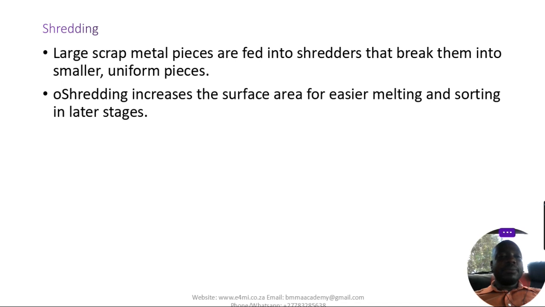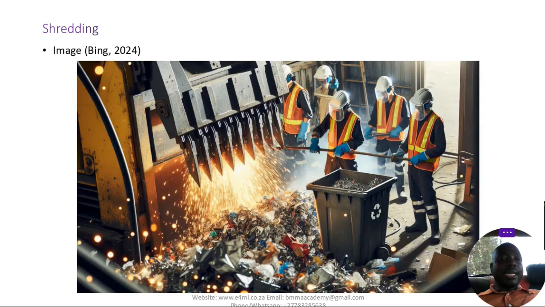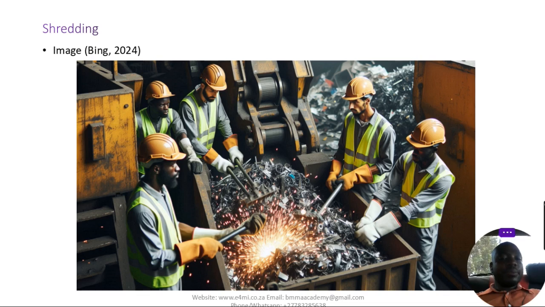So after that, we have to shred the metals. Large scrap metals are fed into shredders that break them into smaller and uniform pieces, and shredding increases the surface area for easier melting and sorting in later stages. This is what we talk about when we're talking about shredding. The scrap metal is fed onto this machine that we see in the picture. Then that machine is going to break it into pieces, and sometimes it grinds it into powder so that it can be easy to melt.